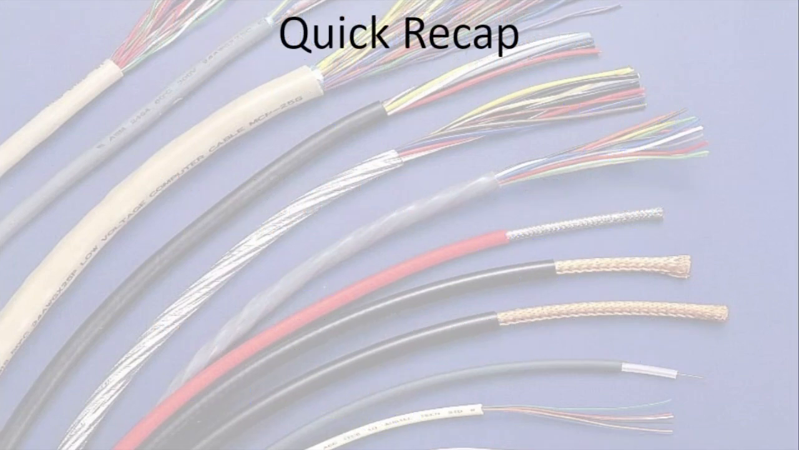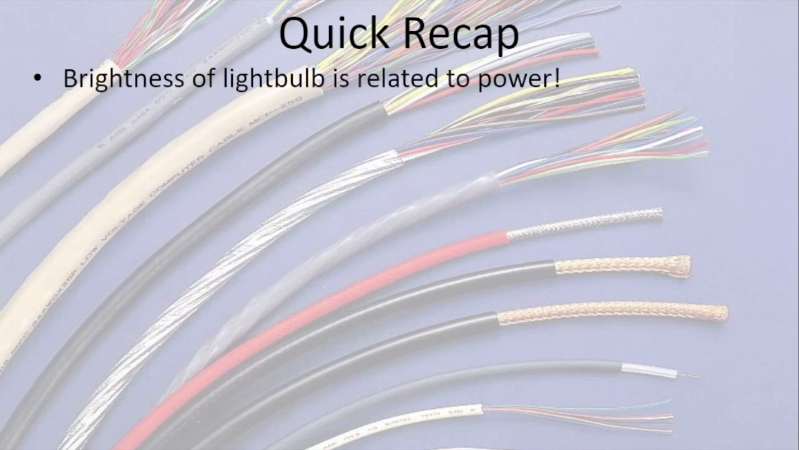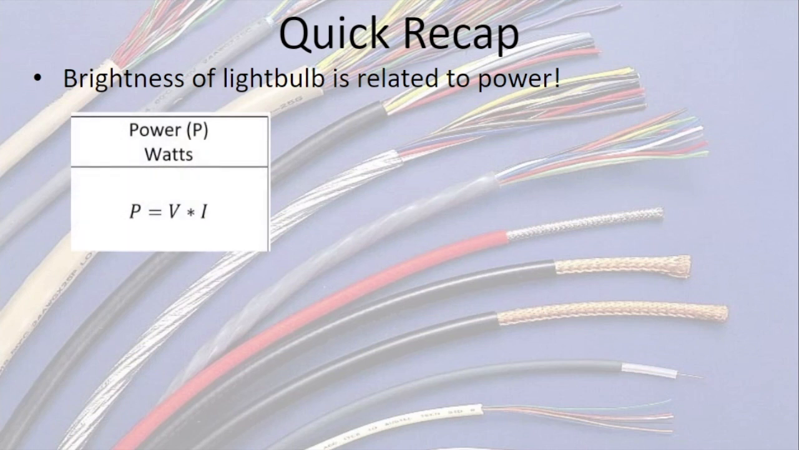Let's quickly recap what we talked about. The first thing that we said was that brightness of a light bulb is related to power, and that's super important. So the more power we have, the more bright our light bulb's going to be. And the specific equation that we looked at was this one, where it told us that power is equal to voltage times current. So in other words, the more voltage we have or the more current we have, the brighter our light bulb is going to be.